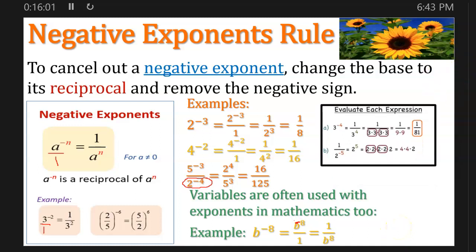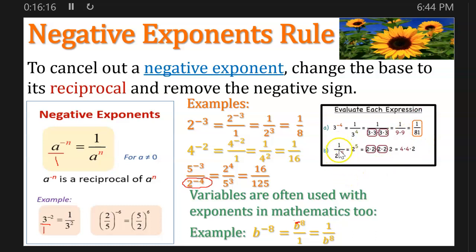And then here's some evaluations of expressions. We have 3 to the negative 4. Again, we're going to place that over 1, flip it, and we end up with 3 to the positive 4, or 3 times 3 times 3 times 3, which is 1 over 81.